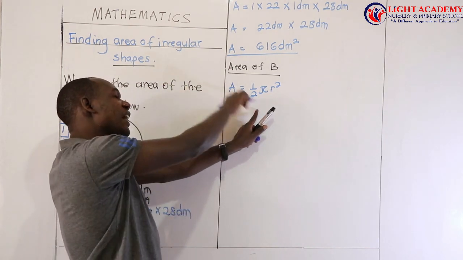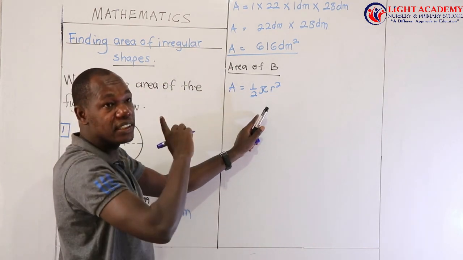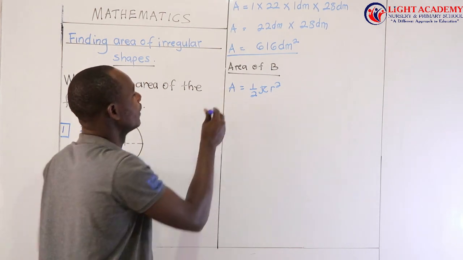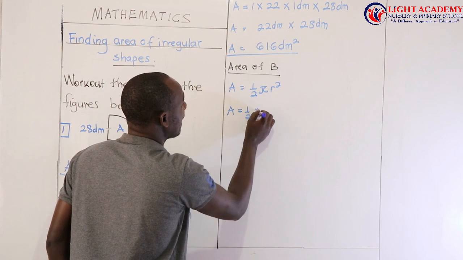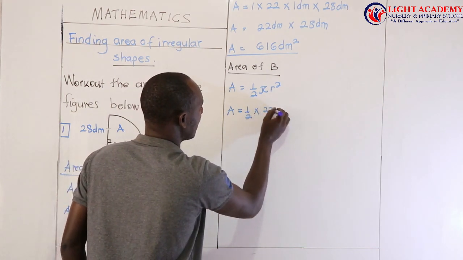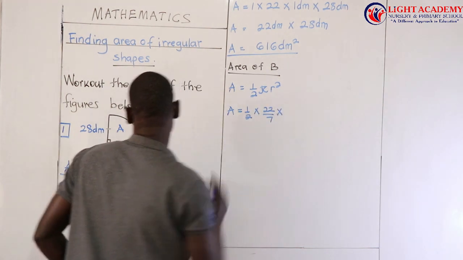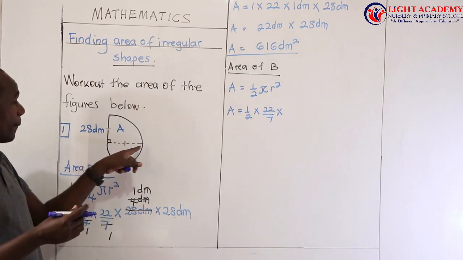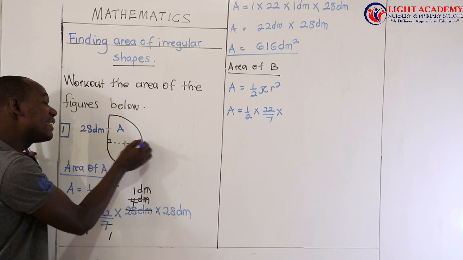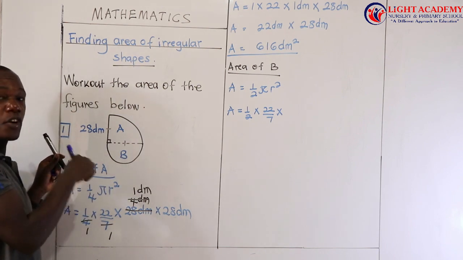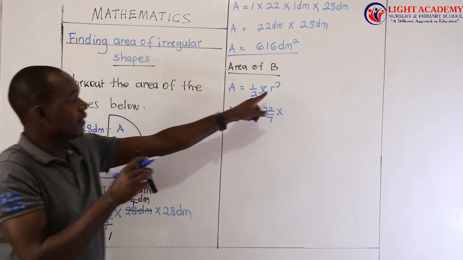So when I put a half, I get the area of a half of a full circle, which is the area of a semicircle. So my area now will be equal to a half times pi. We're still going to use 22 over 7 times the radius. Now in this case, when you look at figure B very well, the distance from this point to this point is actually its diameter, not the radius. But we want to get the radius.